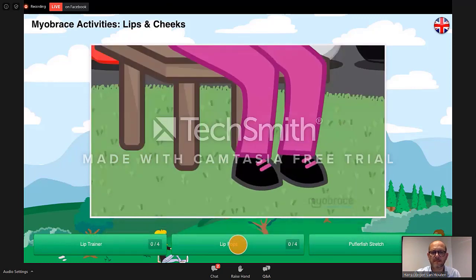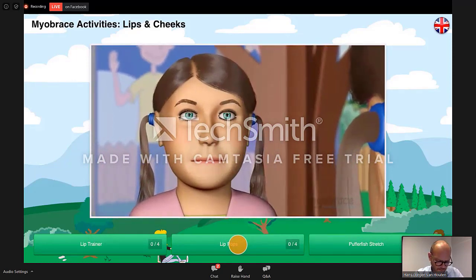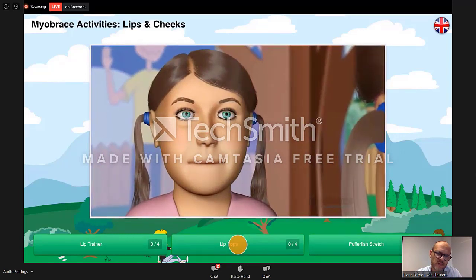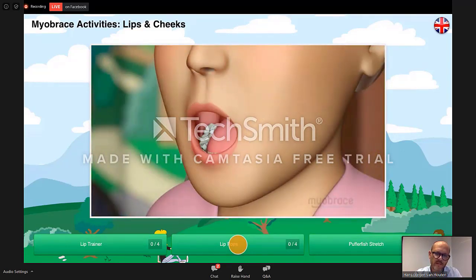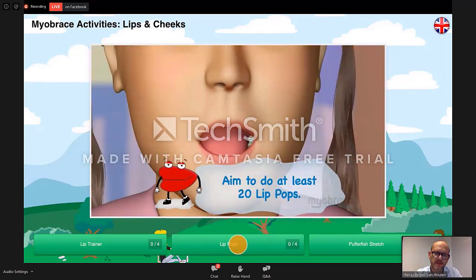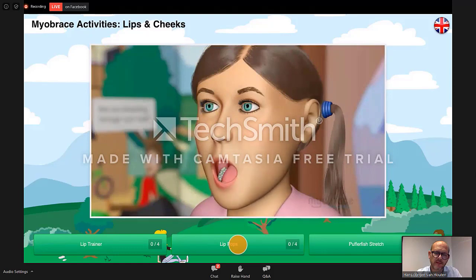To do the lip pops activity, roll your lips into your mouth and squeeze them tightly together so you can't see them when looking in the mirror. Now pop your lips as hard and as loudly as you can. You should aim to do at least 20 or 30 pops, then keep going until your lips are tired. Keep a record of how many lip pops you can do.